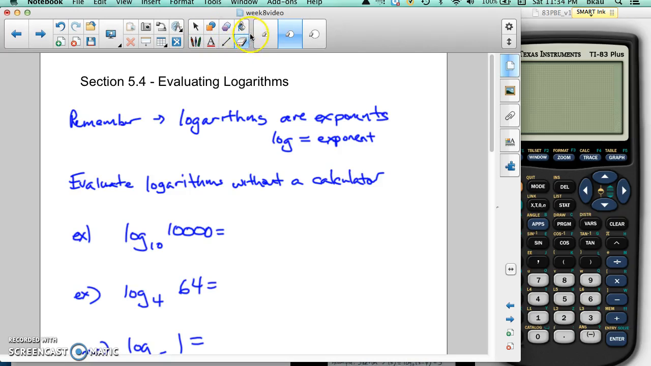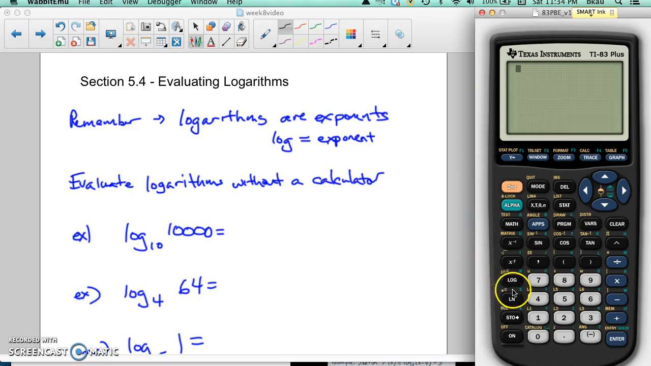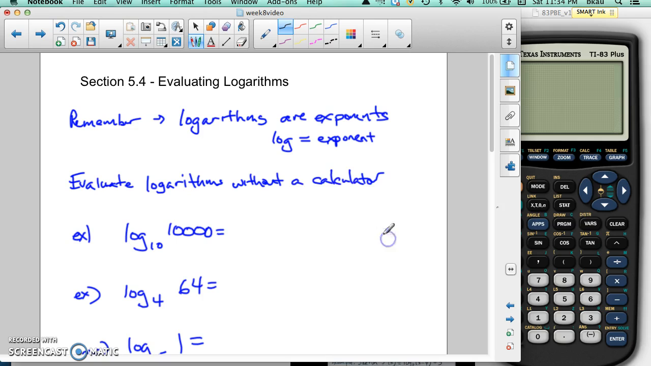Hello, and in this video we're going to be looking at evaluating logarithms. In this section we're going to do some evaluations without a calculator. You will be able to evaluate some logarithms using your calculator, using the LOG button and the LN button on the left-hand side. But in this section we're going to try to do this without a calculator.